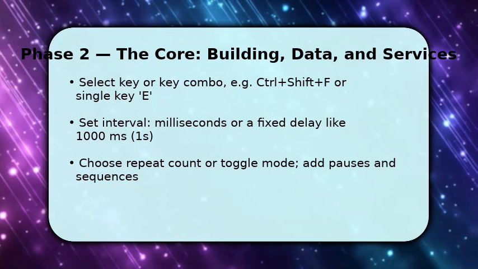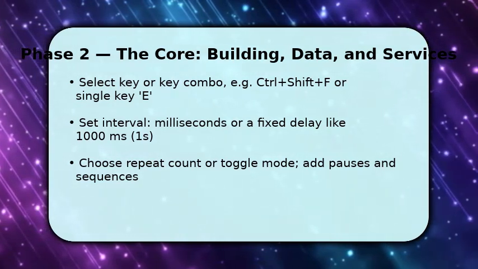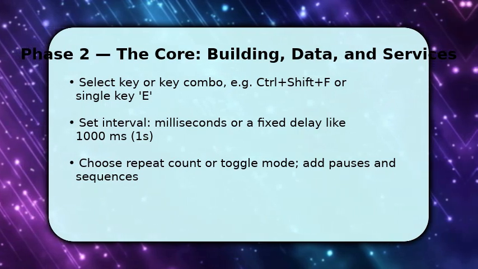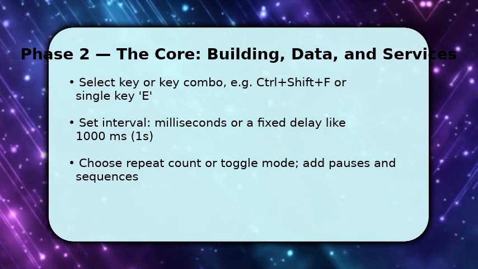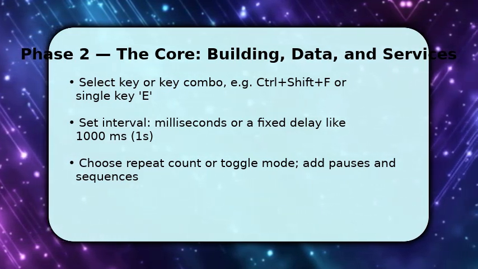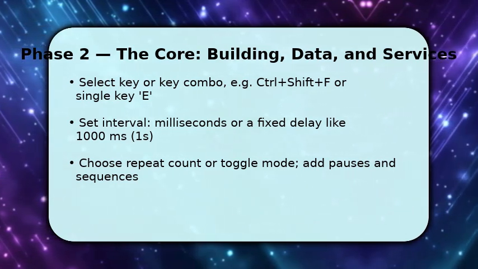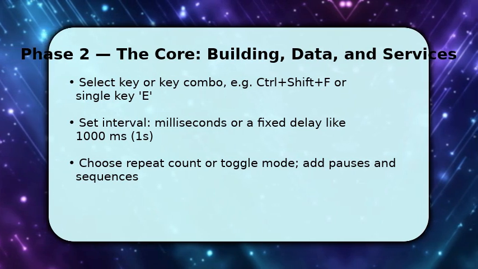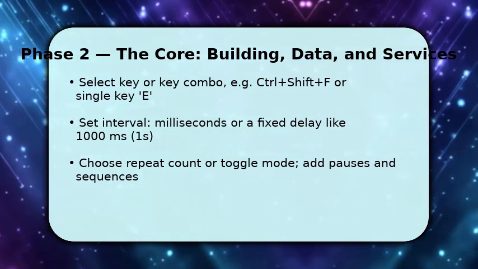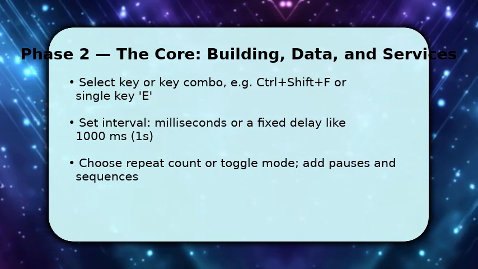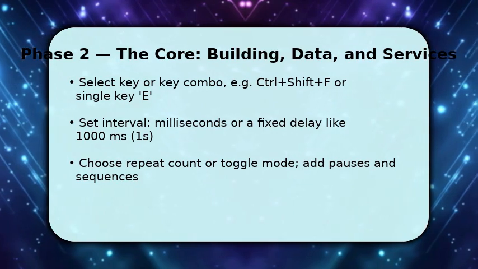You now configure the core action sequence and timing. Choose the exact key or key combo and then set the interval in milliseconds. For example, 1000 ms equals 1 second between presses. Once the interval is set, decide whether you want a fixed repeat count or a toggle so you can start and stop manually. Then chain additional keys or add short pauses for menu navigation. This prevents misfires.